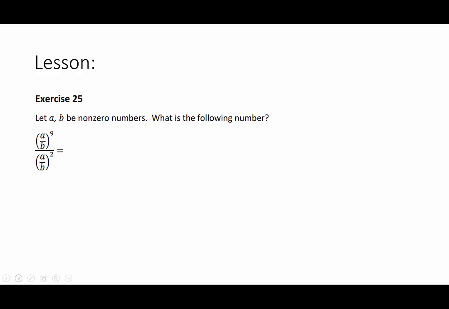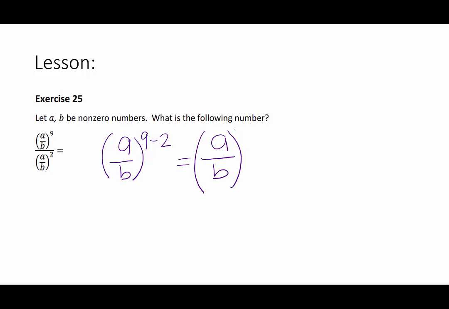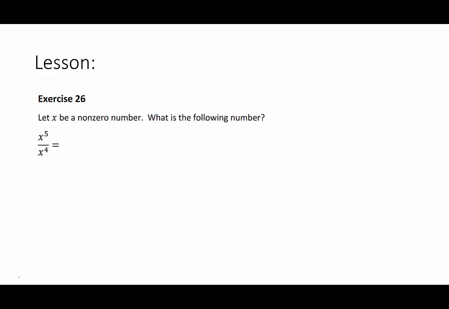Here we have another one that feels a little tricky, again, because it has fractions, but don't worry, a fraction in this case is just like anything else. We leave it inside the parentheses. This is a over b. And then we look at the exponents. We had 9 minus 2, so this is going to be a over b raised to the 7th power. Here we go, we can do this one again, just like before. We have x to the 5 minus 4 power, which is x to the 1st power, and we can remember that anything raised to the 1st power is itself, so this one is just going to be x.